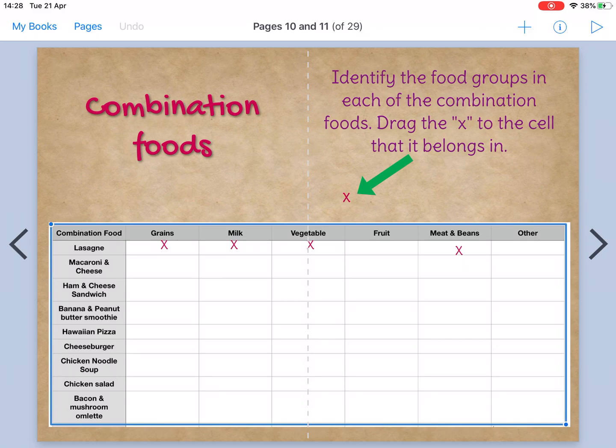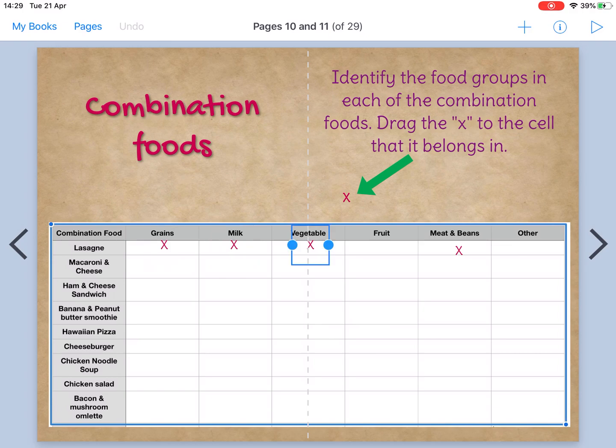Then we have this page, which you didn't need to do anything, but it's quite interesting to know that sometimes foods don't belong in only one group. So if you have a look at lasagna, you'll notice that I've said there are some grains because we use pasta lasagna sheets when we make lasagna. We use milk and we use flour to make the white sauce. Milk is obviously in dairy, but the flour actually belongs to grains.